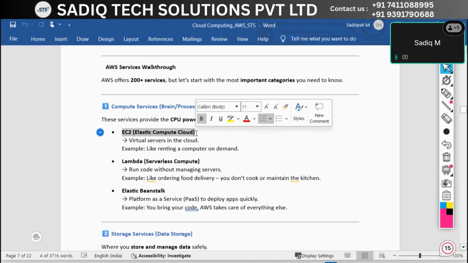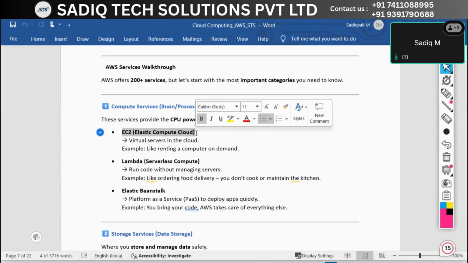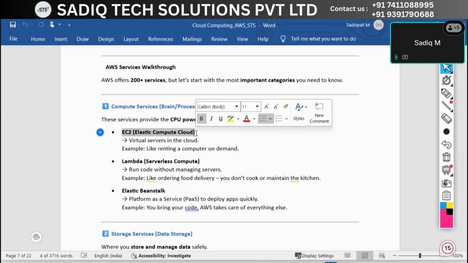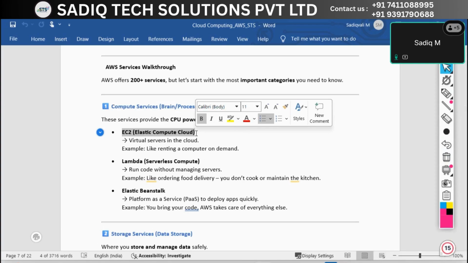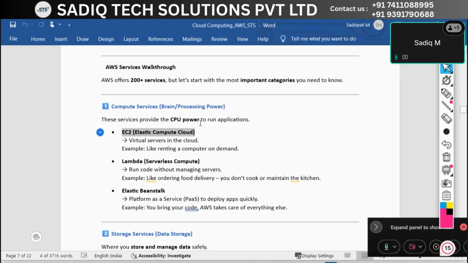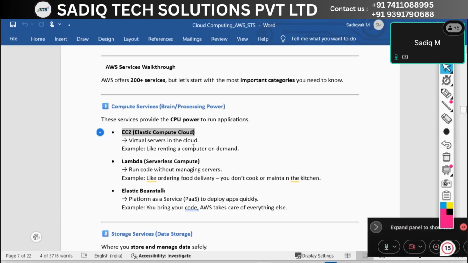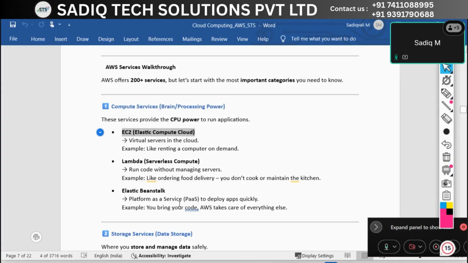Suppose as a developer, I developed one Java application, a web application, let us assume. Front end is HTML, CSS, JavaScript, and back end is Java, Spring Framework, and all those stuff. And database is Oracle or MySQL. I developed that application and I want to host it somewhere, then only all the users can access. So to host that server, you need to have a cloud service, and EC2 is one of them.